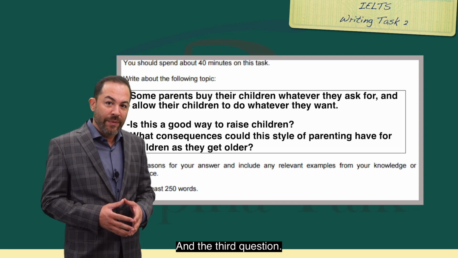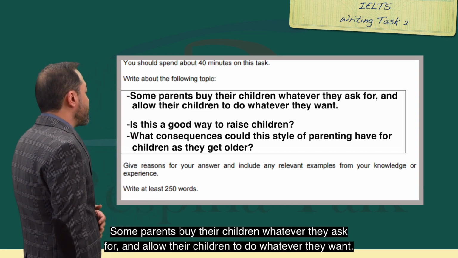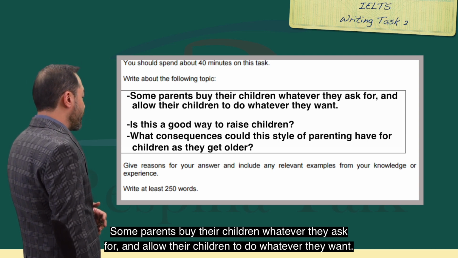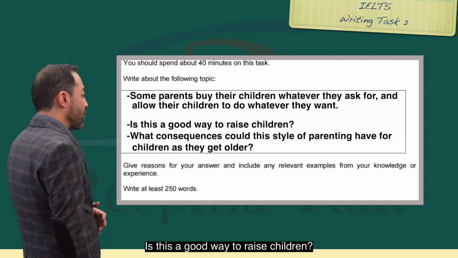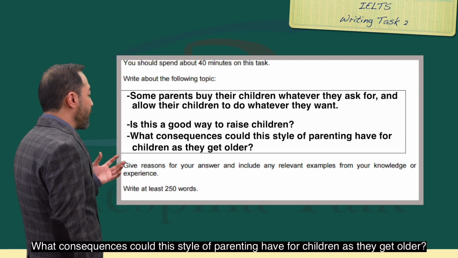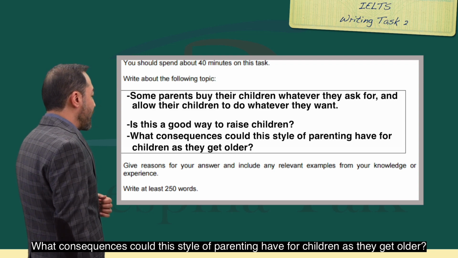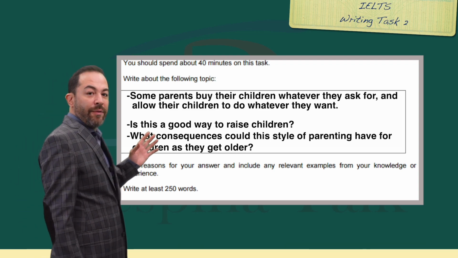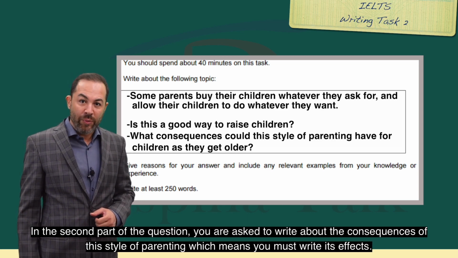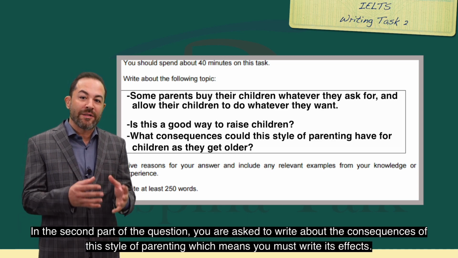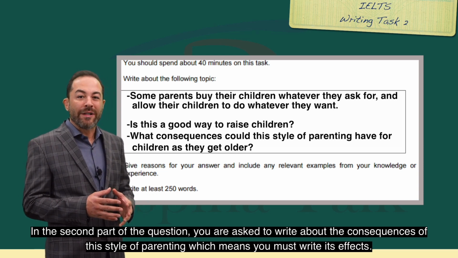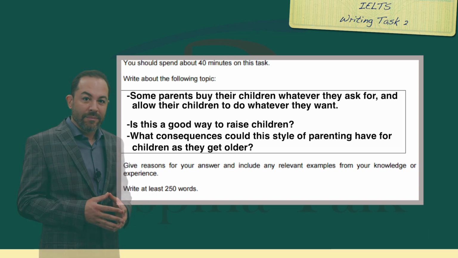And the third question: some parents buy their children whatever they ask for and allow their children to do whatever they want. Is this a good way to raise children? What consequences could this style of parenting have for children as they get older? This one is a two-part question. In the second part of the question, you're asked to write about the consequences of this style of parenting, which means you must write its effects.